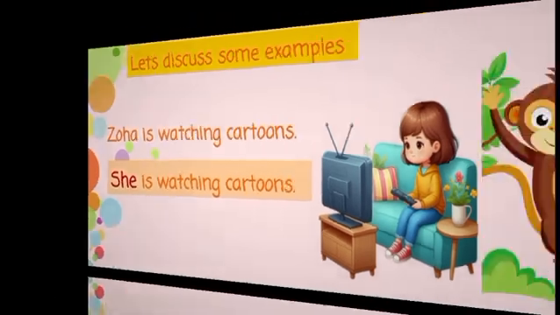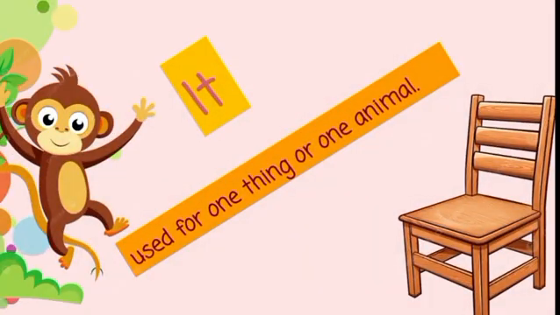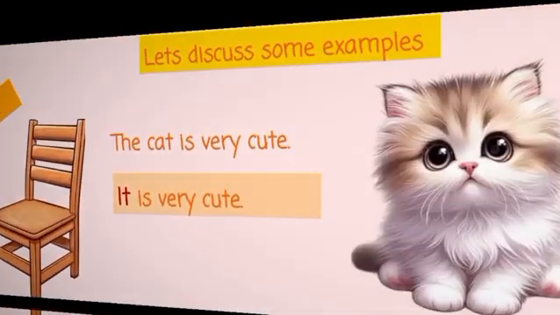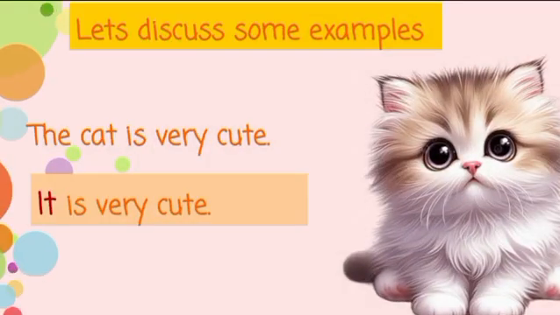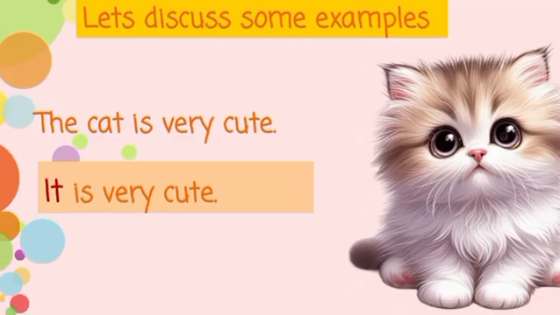In next example, we have it. It is used for one thing or for one animal. For example, the cat is very cute. I can replace the cat with it. It is very cute. It is the pronoun of cat.